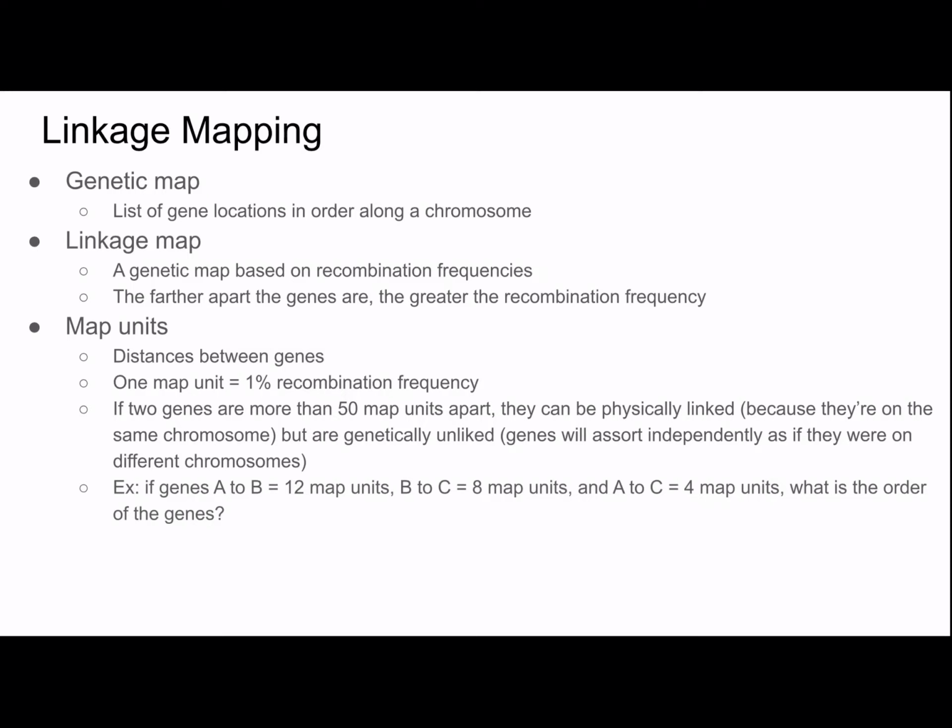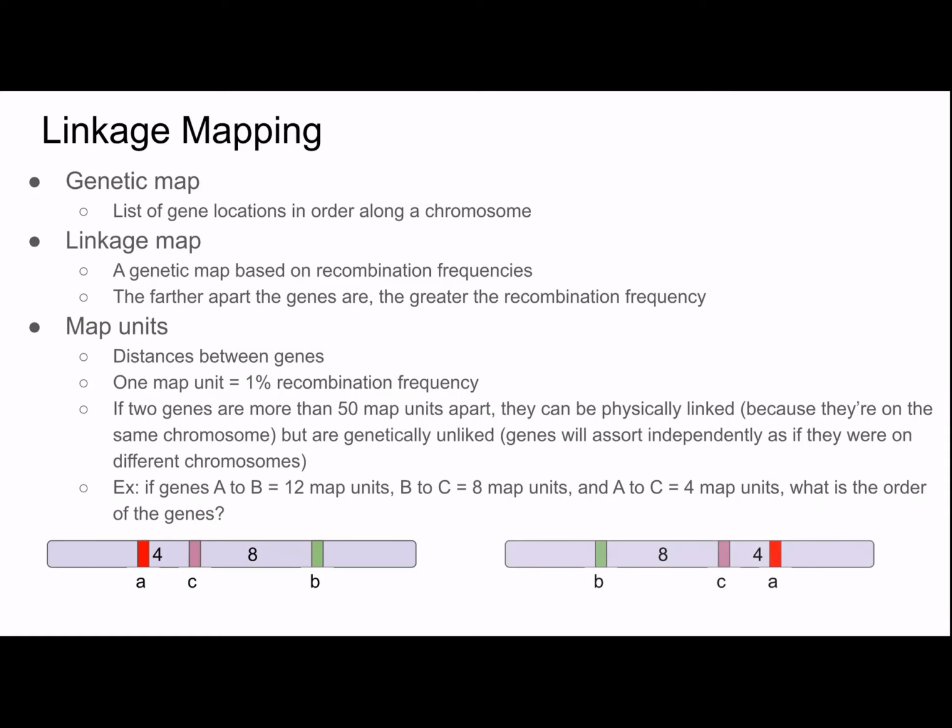If genes A to B are 12 map units apart, B to C is 8 map units, and A to C is 4 map units, what is the order of the genes? So it's pretty easy. We have two options. This is one of them. We have A, C, and then B. We know that C must be in between them because A to B is 12 and B to C is 8 and A to C is 4. So 4 plus 8 adds up to 12 from A to B.